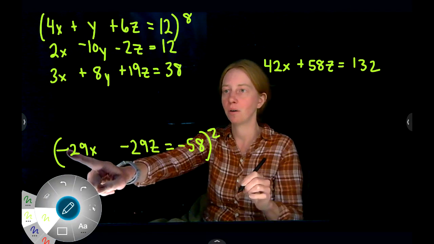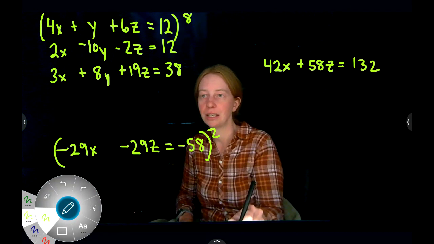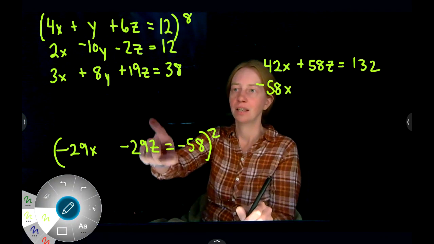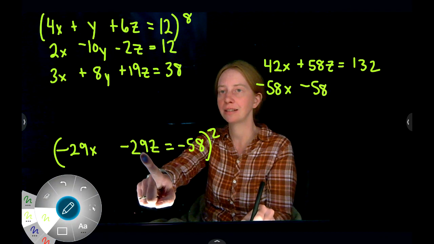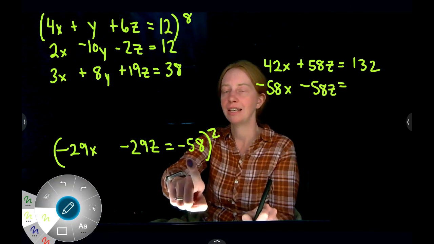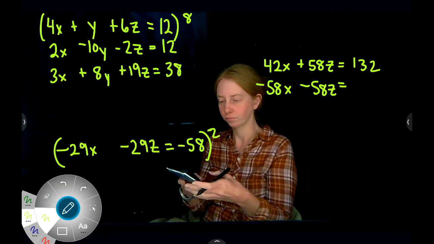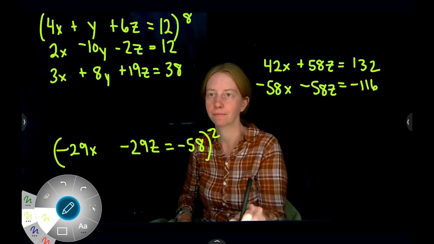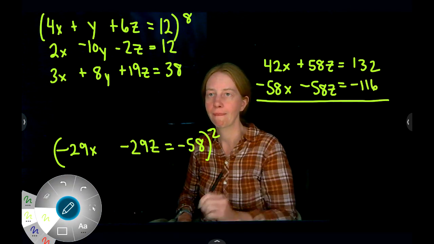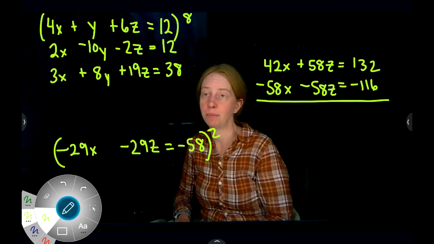Okay, so here we go. Negative 29 times 2 is negative 58x. Negative 29z times 2 is negative 58z. And negative 58 times 2 is negative 116. So now we have an equation that we can do elimination with.